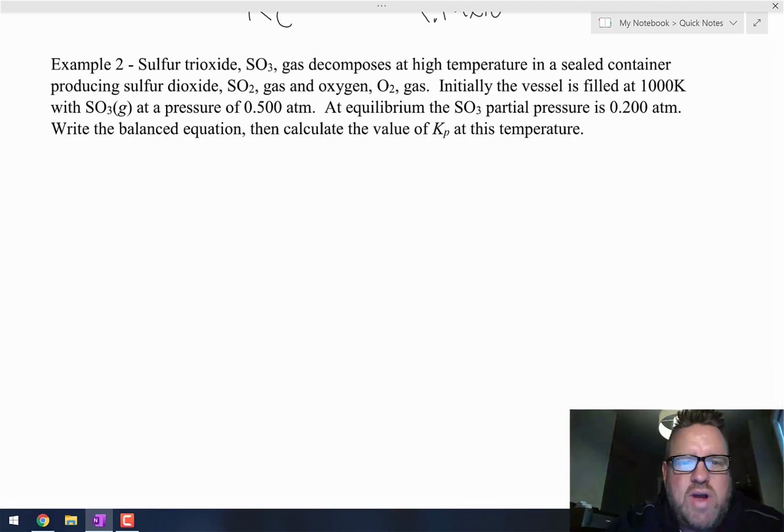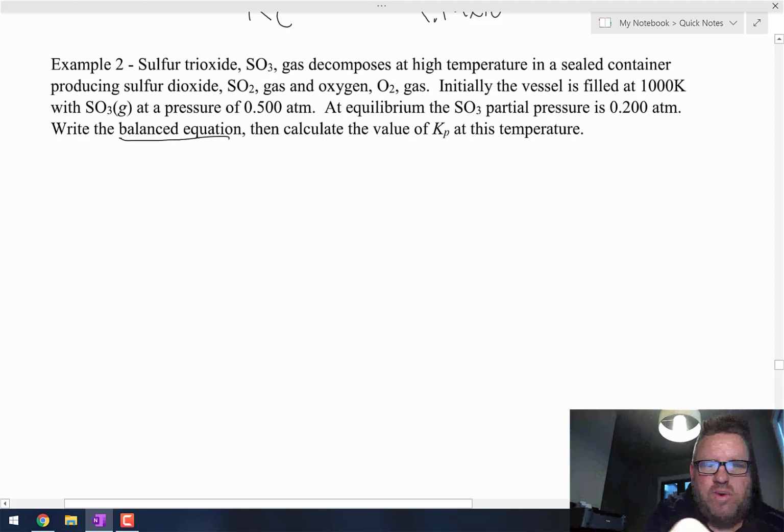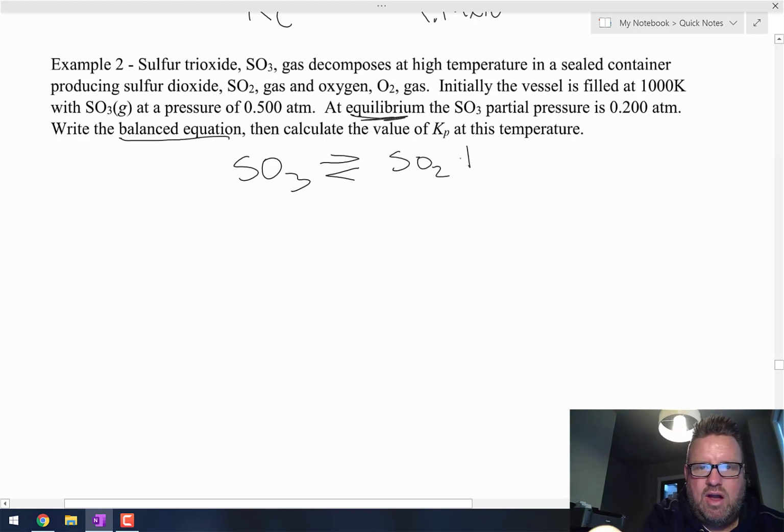So, sulfur trioxide, SO3 gas, decomposes at a high temperature in a sealed container producing SO2 and O2. Okay, so first of all, we need to write the balanced equation. So SO3, it says decomposes, okay, and then it's going to form an equilibrium. It says at equilibrium, and it's going to produce sulfur dioxide, SO2, and oxygen gas, O2. Okay, so first of all, we need to balance this equation. So we've got 3 oxygens and 4 oxygens, so we're going to have to double this side, which now makes 2 sulfurs. So we're good there. So now the equation is balanced.